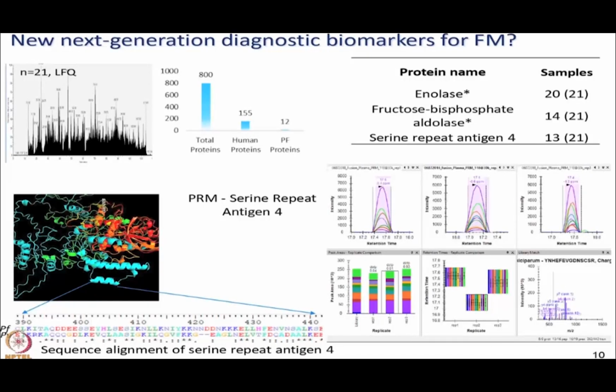And in this light, among the various proteins which we tried to identify, some are already the same proteins that are available in the existing RDTs. But additionally we are also able to find some new proteins which are secreted from the parasite into the host bloodstream or plasma, and one of those is serine repeat antigen 4 protein, which looks promising again and could be taken forward as a potential biomarker candidate.